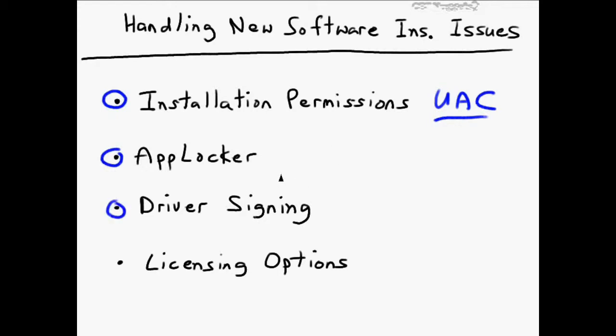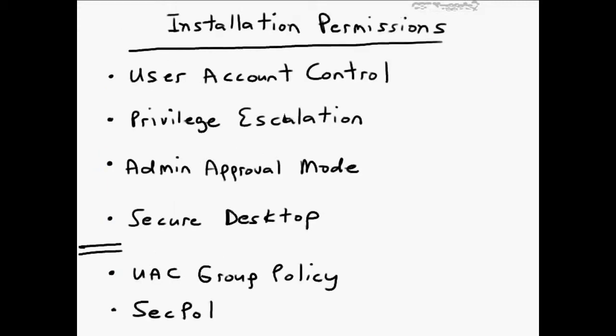Third, we'll look at driver signing, what digital certificates are, what code signing certificates are, and what the big deal in general is with driver signing in Windows 7. And finally, we'll look at licensing options. Licensing in Windows has historically been a thorny bush. We're going to look at what the situation is currently with the Windows 7 desktop OS. There's a lot to do in this nugget. Let's get to work. Installation permissions.